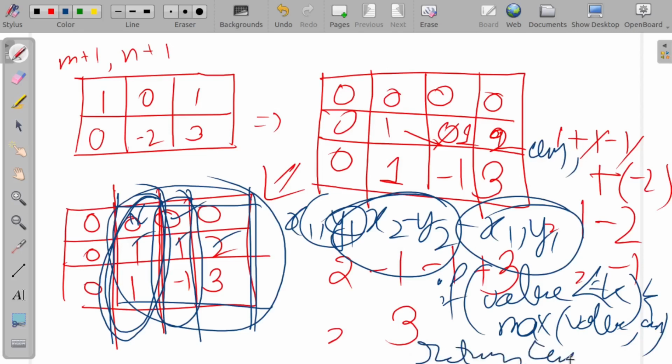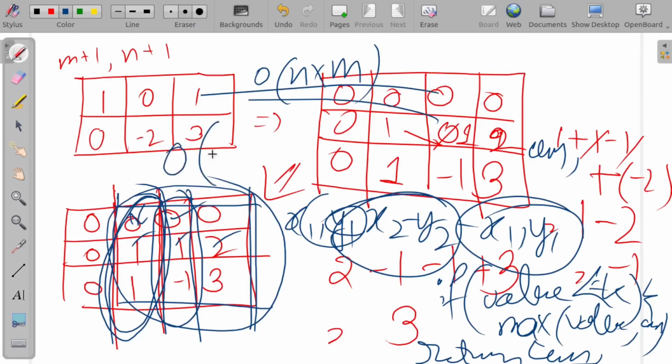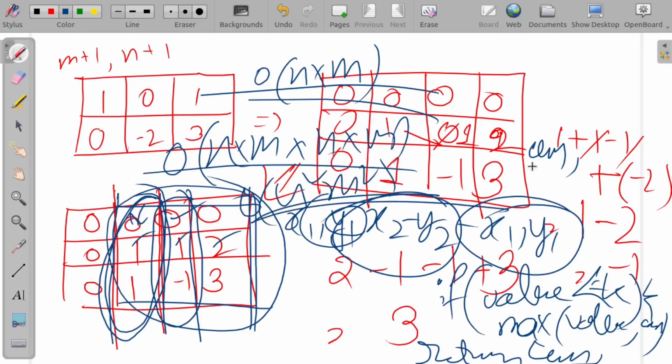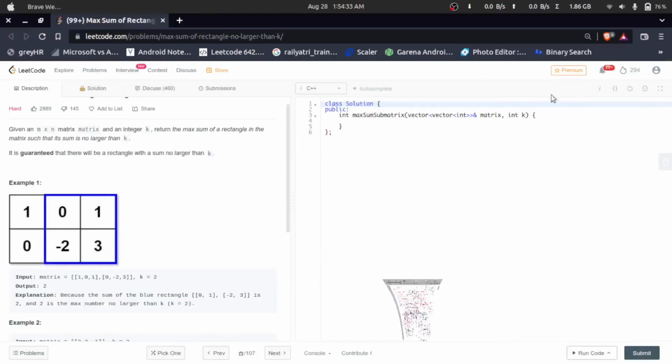Then I return the answer. First I compute the prefix sum in order n cross m, and then iterate over pairs of positions, so n cross m into n cross m, which is order n squared m squared time complexity. I also take extra space of order n cross m, so the space complexity is order n cross m.